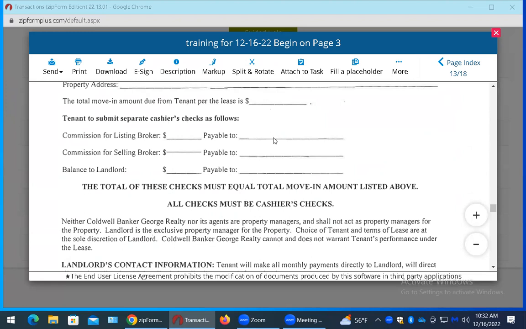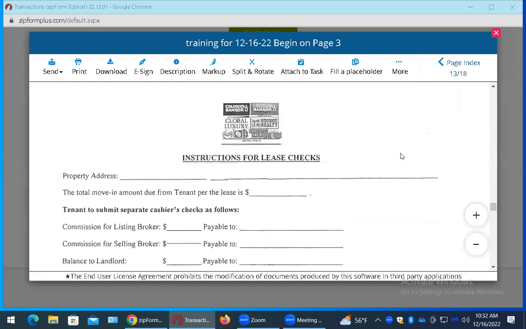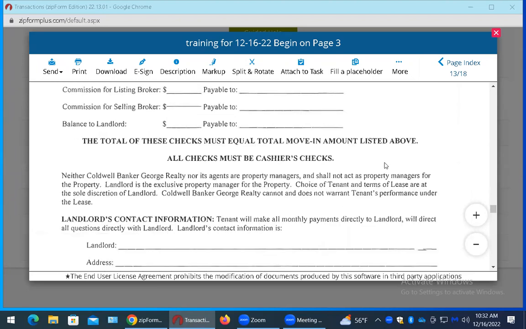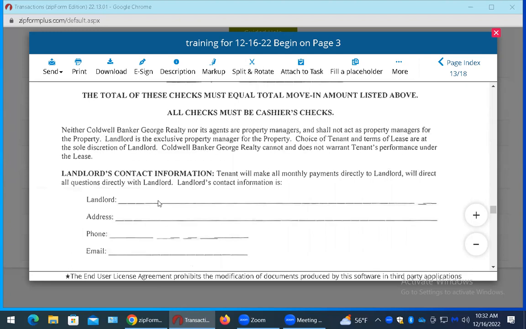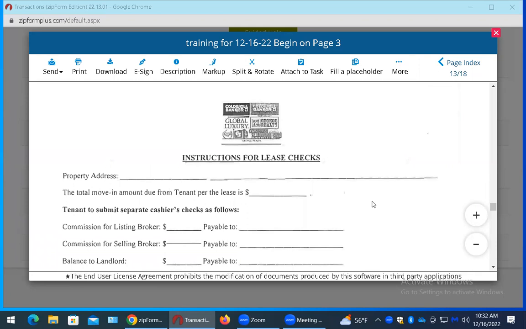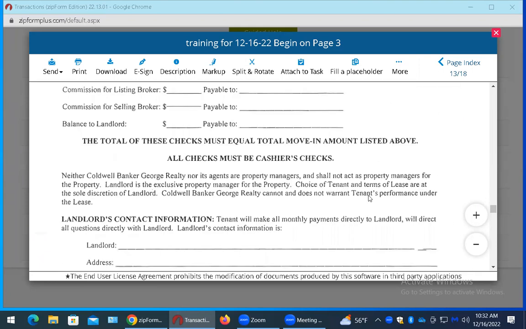So in all the years I invoice, because that's what our landlords prefer. So it's landlord preference on that. But if the landlord agrees to that, you can have it split into 3 different cashier's checks. Okay, and then the landlord needs to sign this that they concur with that. Okay, so you either have an invoice or you use this form, instructions for lease check. And that can be found on Coldwell Banker George Realty website as well.